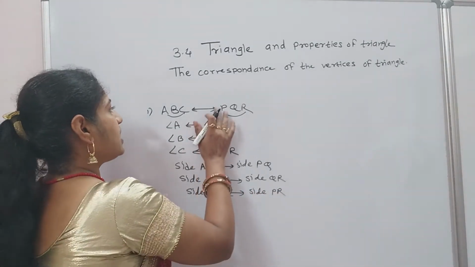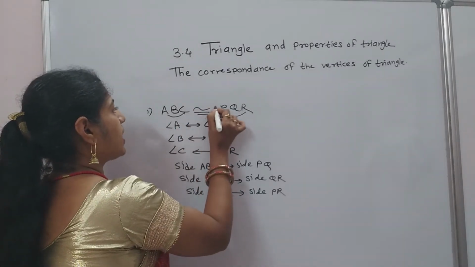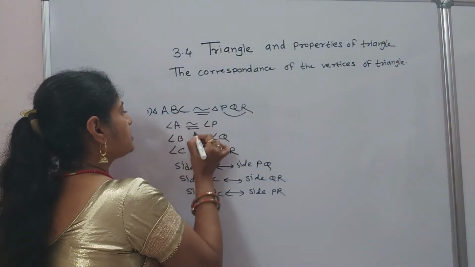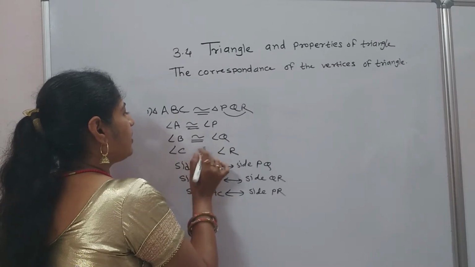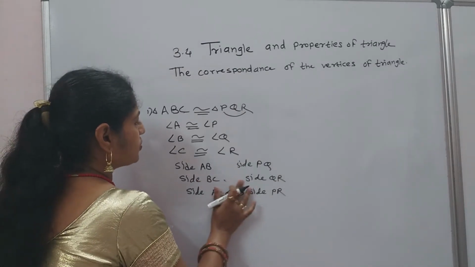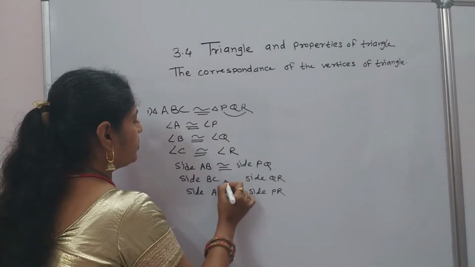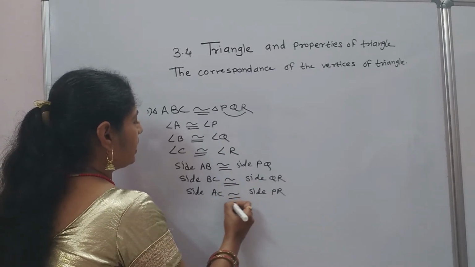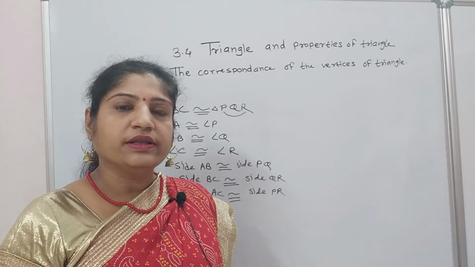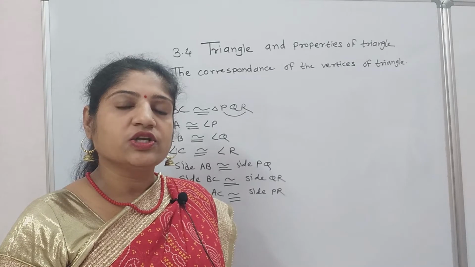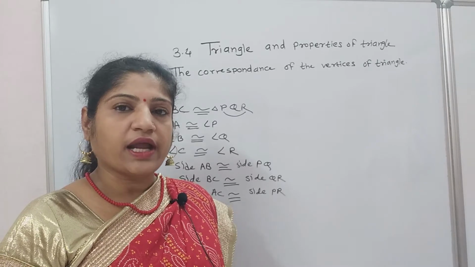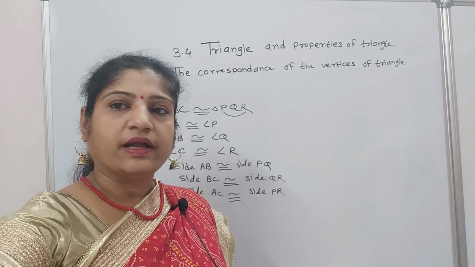And if these two triangles are congruent, then we can also write angle A is congruent with angle P, angle B congruent with angle Q, angle C congruent with angle R, and sides AB congruent with PQ, BC congruent with QR, and AC congruent with PR. When two triangles are congruent, the 3 angles and the 3 corresponding angles of the other triangle are also congruent, and the 3 sides of one triangle are congruent with the 3 sides of the other triangle.